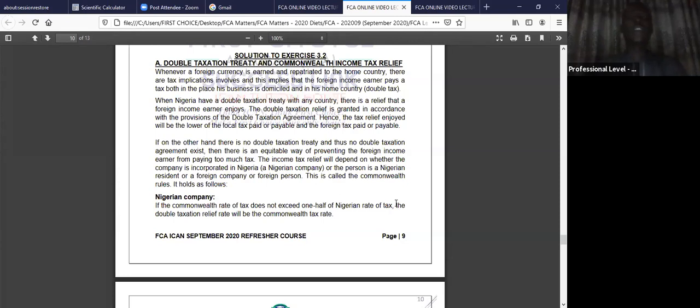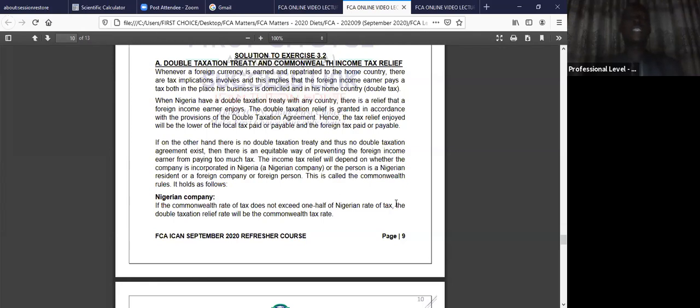When Nigeria has a double taxation treaty with any country, there is a relief that the foreign income earner enjoys. That is, that Nigerian company who is a foreign income earner. The double taxation relief is granted in accordance with the provisions of the double taxation agreement. Hence, the tax relief enjoyed will be lower than the local tax paid or payable and the foreign tax paid or payable.